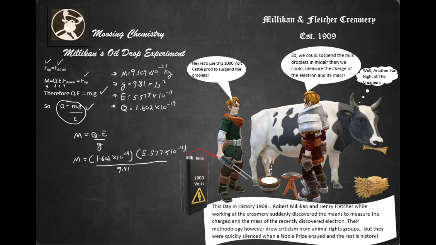When we do the math, we find out that this comes out to be 9.107 times 10 to the negative 31 kilograms. You know what? That 7 is pretty darn close to a 9. And that's within acceptable experimental value. So you can find the mass.